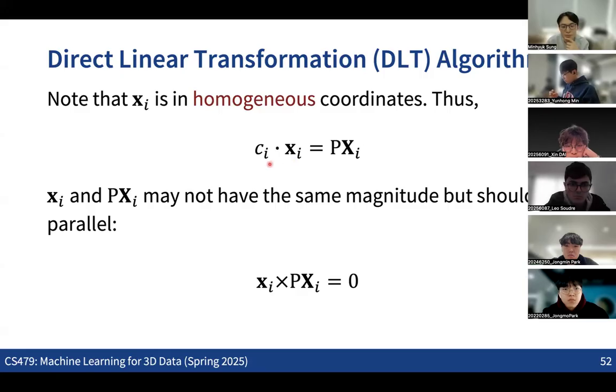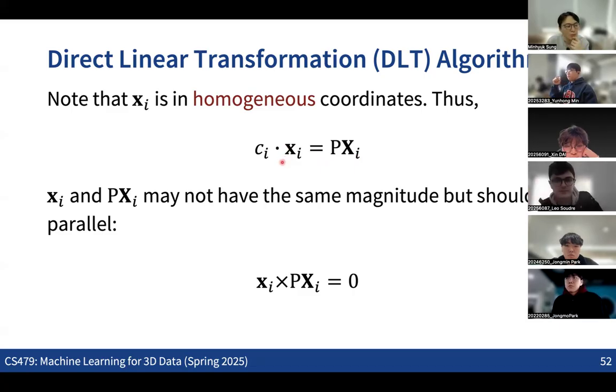So basically, we don't know the scale information. We just know that the multiplication of these two will be a vector which is some scaled version of this vector. So these two are not exactly the same, but there might be some scaling term that we don't know exactly.